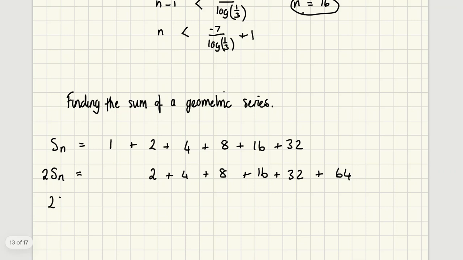I'm then going to do two lots of the sum minus one lot of the sum, which is going to be 64 minus 1, isn't it? Because it's going to be 2 minus 2, 4 minus 4, 8 minus 8, and then we're basically going to be left with this one, and we're doing a subtraction. Why is 2 times the sum written like that? What do you mean 2 times? 2 lots of the sum of S of n. Oh, okay. Yeah, 2 times it.